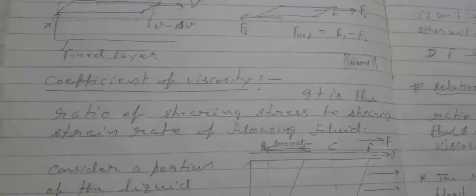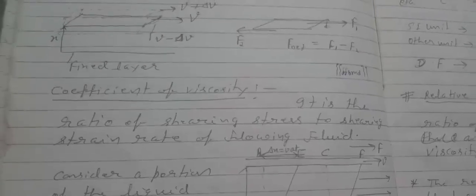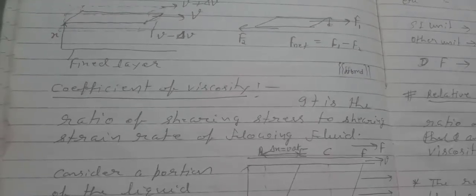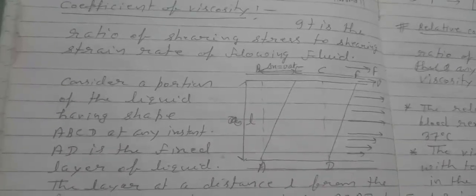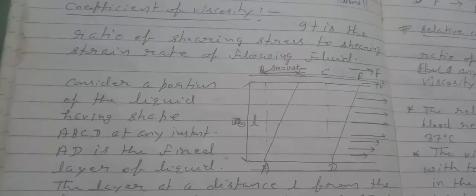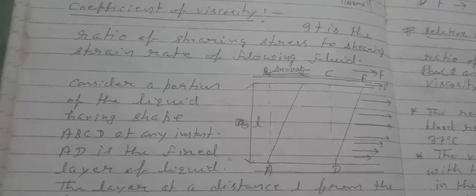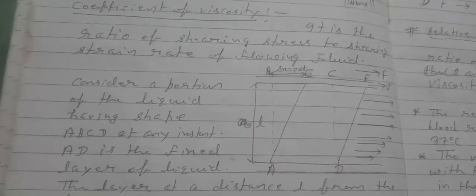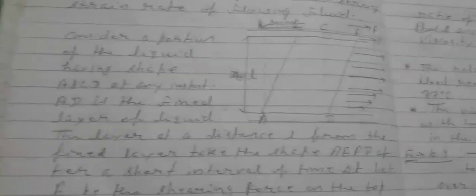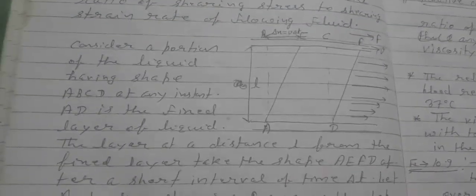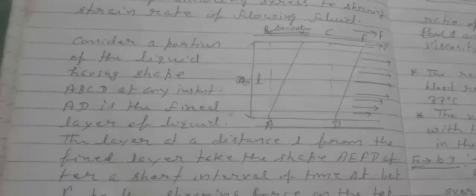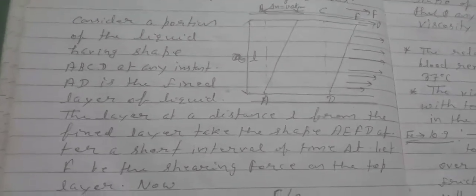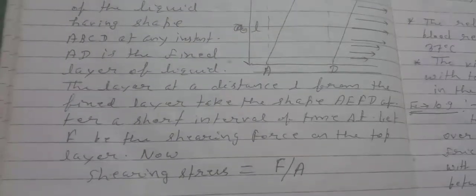Coefficient of viscosity is the ratio of shearing stress to the shearing strain rate of a flowing fluid. Consider a portion of the liquid having shape ABCD. At any instant, the bottom is the fixed layer of liquid. The layer at a distance L from the fixed layer takes the shape ABEF after a short interval of time delta T. Let F be the shearing force on the top layer.